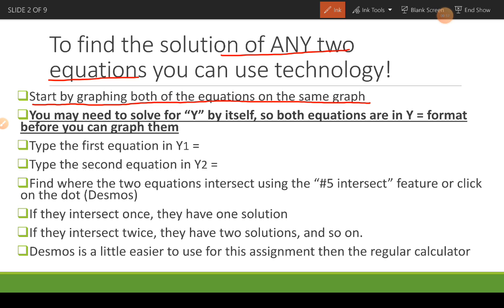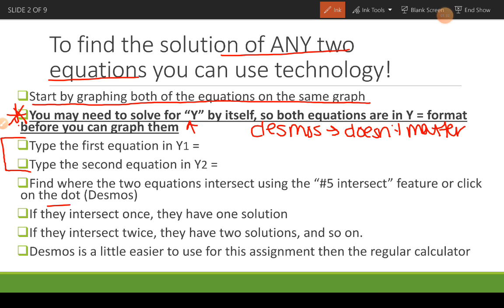This is kind of important: you may need to solve for y by itself, so both equations are in the y equals format before you graph them. However, in Desmos, it doesn't matter if it's equal to y or not. Again, these are calculator steps if you're using a calculator. You type it into y equals in y1 and then in y2. You're going to find where the two equations intersect using the second intersect feature.